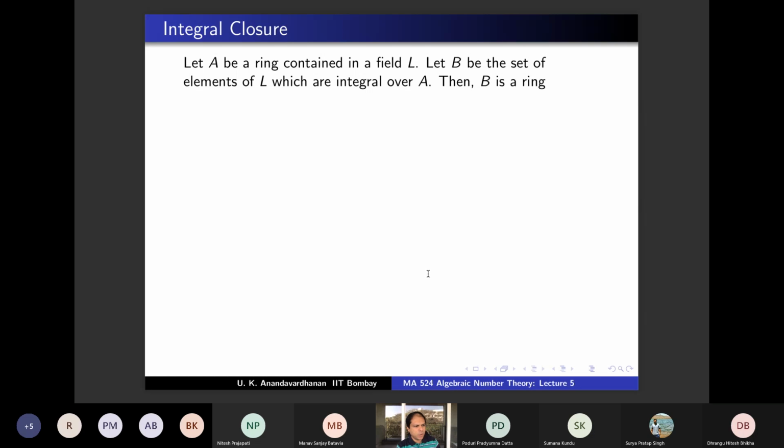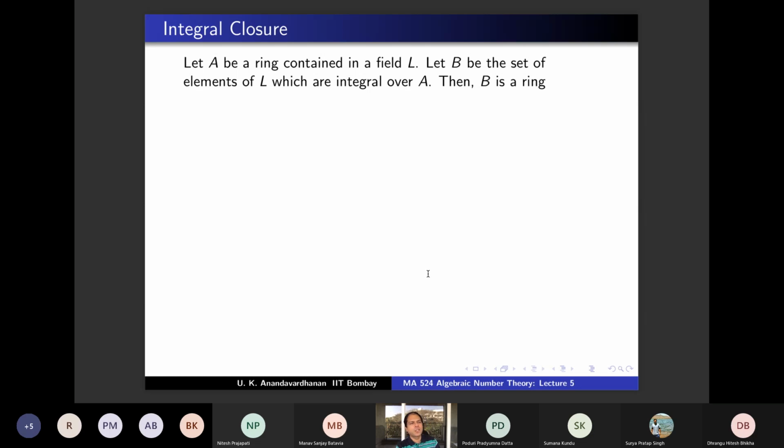What does this mean? If you take two integral elements, their sum is also integral. If you take two integral elements, their product is also integral, etc. Everything for a ring is satisfied, ring meaning integral domain. So this is the claim, and this we have to prove. This is not obvious.